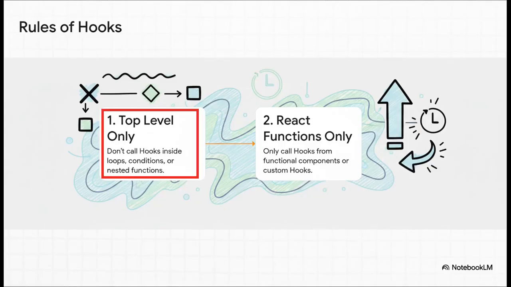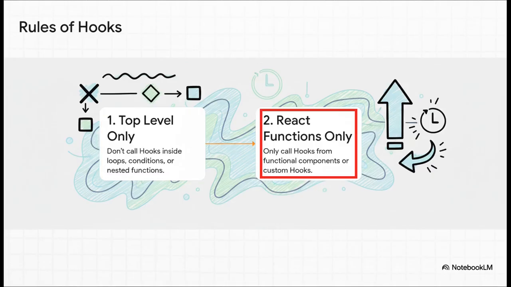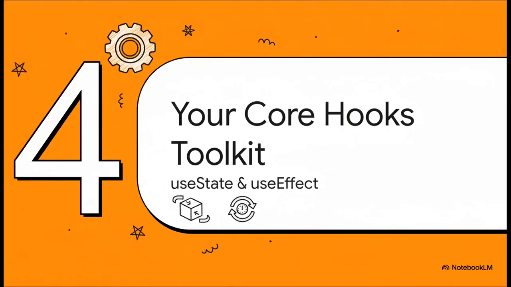All right, here they are, the two golden rules. First, you only call hooks at the very top level of your function. No calling them inside loops, conditions, or nested functions. Second, you only call hooks from a React functional component or from another custom hook. And the reason is simple. React relies on the order that hooks are called to know which state belongs to which useState call. These rules guarantee that the order is identical on every single render, which is what keeps your state predictable and bug-free.